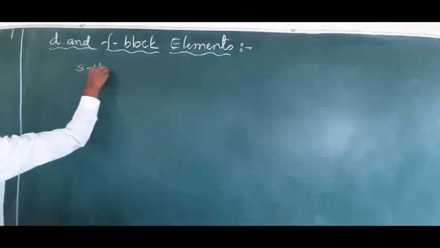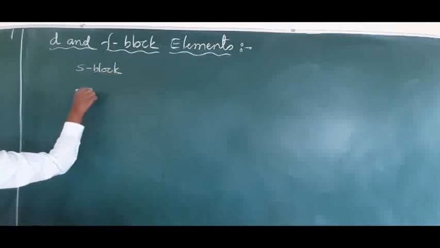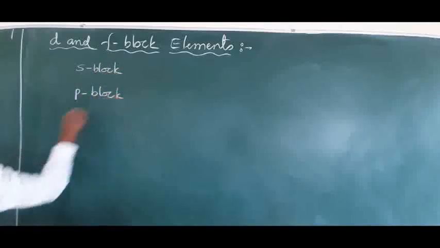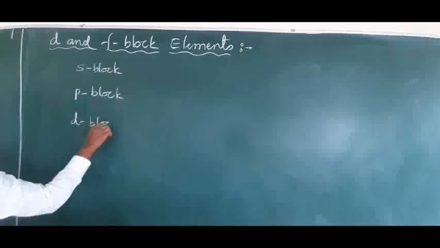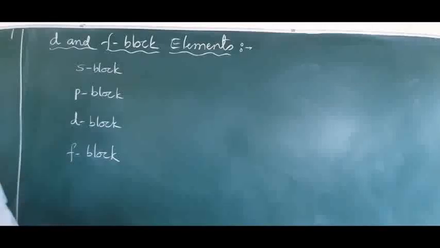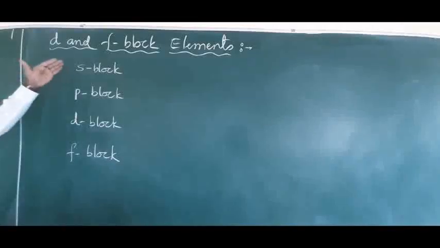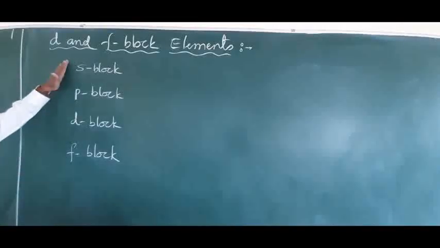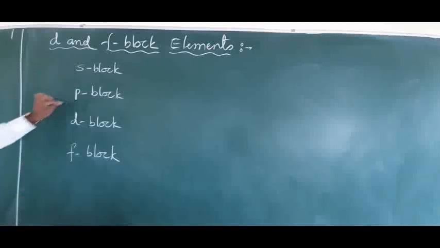The first one is S block, P block, D block, and the last one is F block elements. The periodic table consists of 4 blocks. The elements are divided into 4 categories: S, P, D, F.